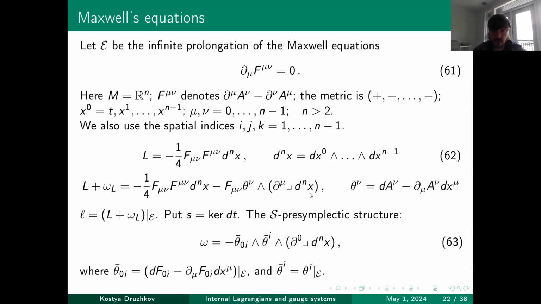That is why we should not allow mu to be non-zero in this form. If mu is non-zero, then dt arrives here, and the corresponding term is trivial. So we only need d0 here. The corresponding S presymplectic structure has this form, the form 63, and here theta 0i is just the notation for such differential forms. And theta i bar is just the restriction of the basis of these basis forms to epsilon.